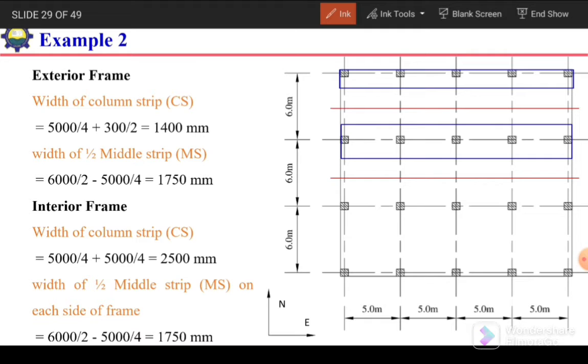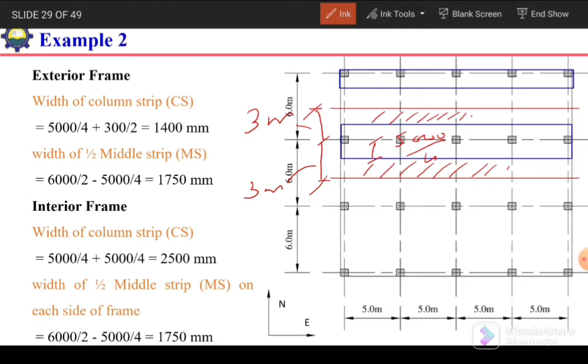Okay. So in case of interior frame, the width of middle strip, half middle strip lies on this side of the frame and half middle lies on this side. So this dimension up to the center of the panel from the center line of the column is 3 meter. On this side, again from the center line of the column up to the center line of the panel, it is also 3 meter. And we know this distance, the width of half column strip, is 5000 divided by 4.